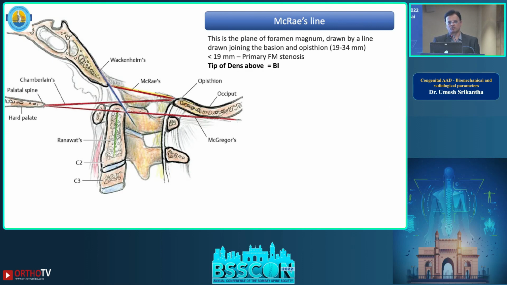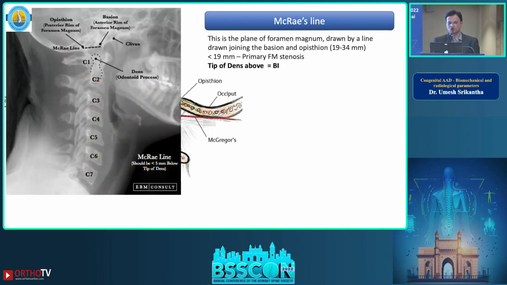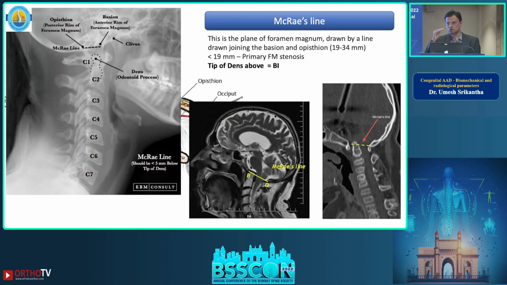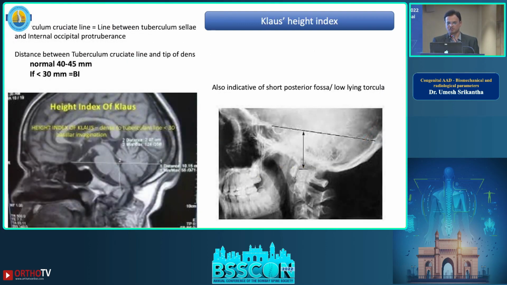Macrae's line is one of the easiest lines to draw, between the basion and the opisthion. It basically measures the anteroposterior diameter of the foramen magnum. Usually it's around 25 to 35 millimeters, so if it is less than 19 millimeters, it's suggestive of primary foramen magnum stenosis and cord compression. Also, if the dens goes anywhere above this Macrae's line, it's suggestive of basilar invagination.